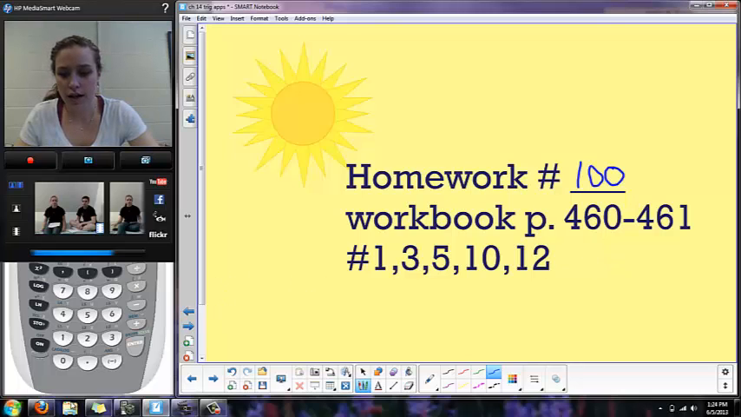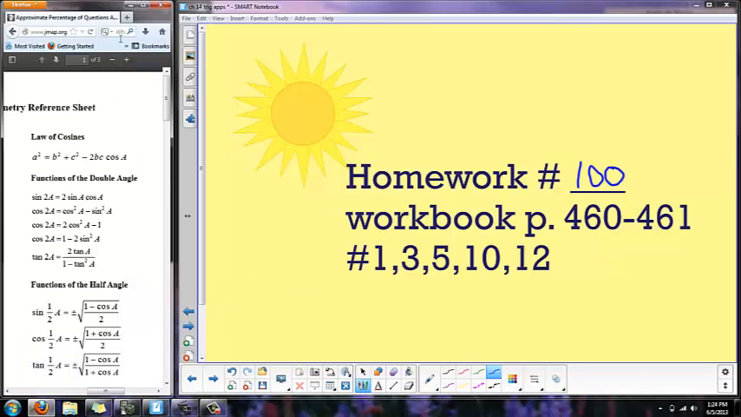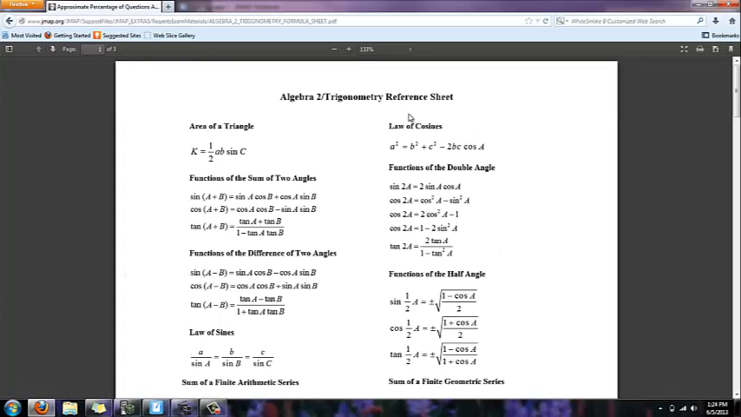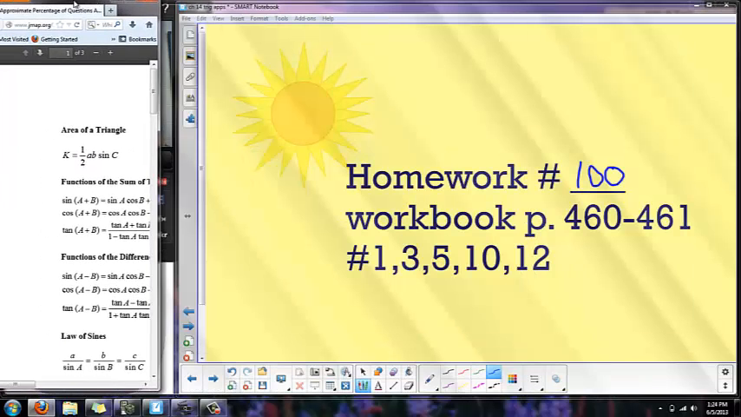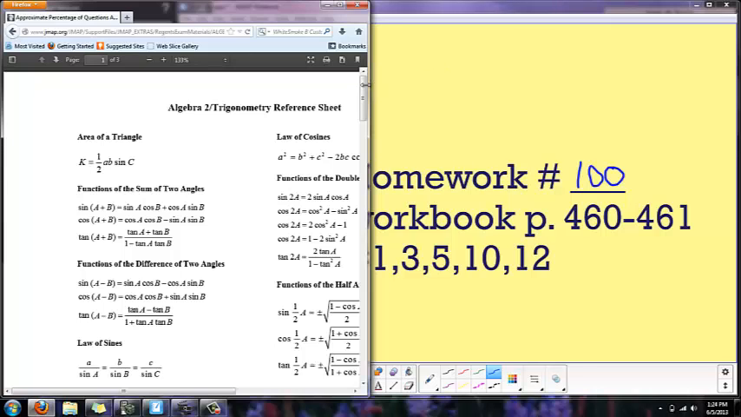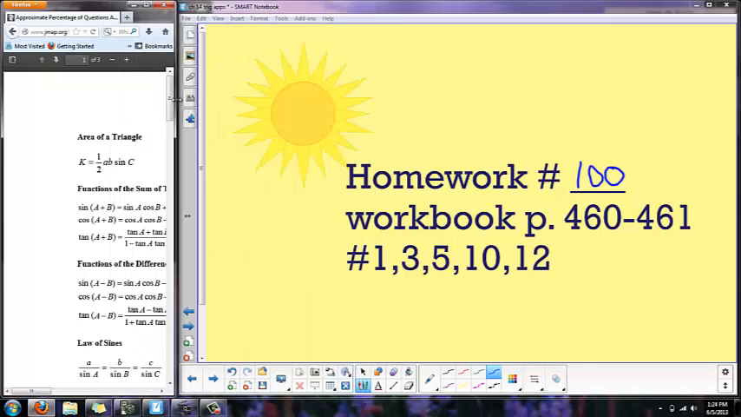Alright, so the next thing that we're going to talk about, if you take a look at your reference sheet again, we just did law of cosines, which is awesome because it's right there so you don't have to memorize it. Now what we're going to look at is the area of a triangle, which is right next to it on your reference sheet. So what you're probably thinking is, I already know how to find the area of a triangle. Area of a triangle is 1/2 base times height.